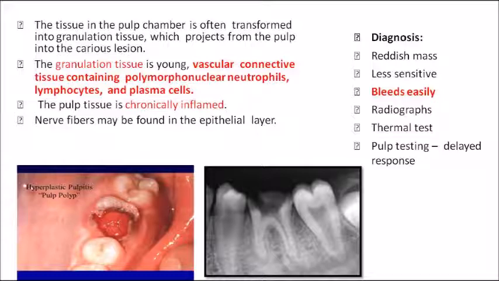Coming to the diagnosis, the point you should remember is that there will be a reddish mass extending from the deeply carious tooth, which is less sensitive, but when you touch it, it bleeds very easily. That is because of the hyperplasticity of the pulpitis, the young vascular connective tissue. So it bleeds very easily. On the radiograph you can see the same thing, and on thermal or pulp testing it will show delayed responses. So the diagnosis is mainly by the bleeding; it bleeds very easily.